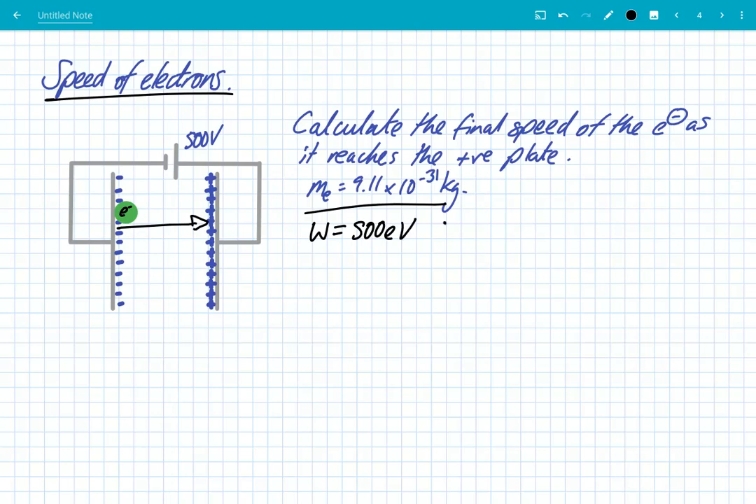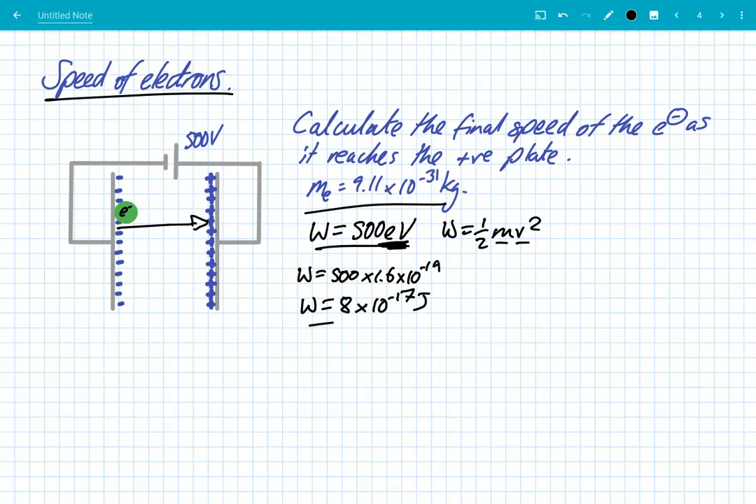We know that this electron is going to gain 500 electron volts of energy. And the form of energy it's going to be is kinetic energy, which is half mv squared. Therefore, we can calculate the velocity because we know the mass and we've got the energy. But we never ever use electron volts when we do calculations, so we need to convert this. So we do 500 multiplied by 1.6 times 10 to the minus 19 to get our energy into joules. And that gives us 8 times 10 to the minus 17 joules.